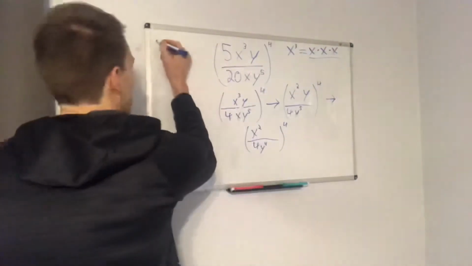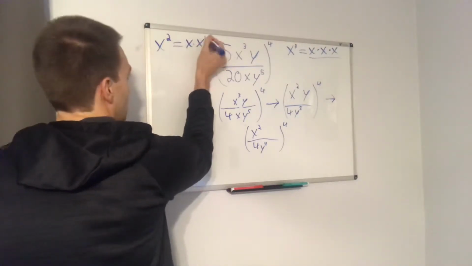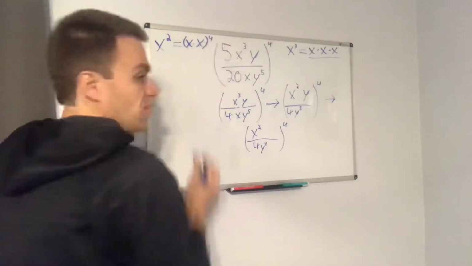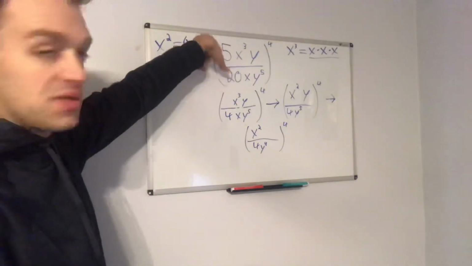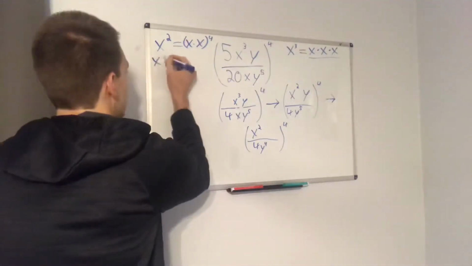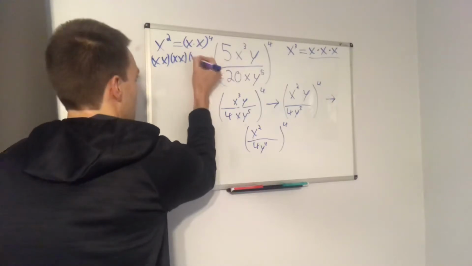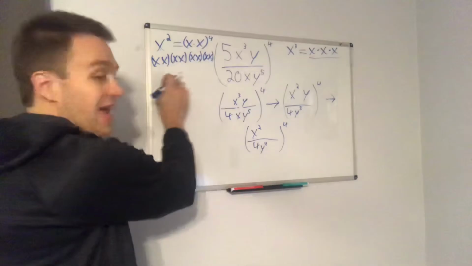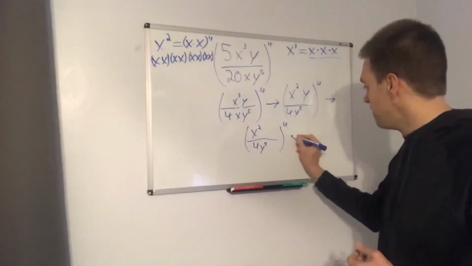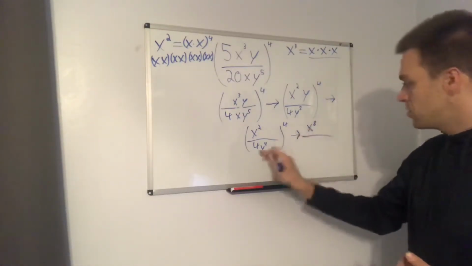Well, remember that x squared is 2 x's being multiplied together. So if we're raising that to the 4th power, that means we're going to have 2 x's 4 times. So that's going to give us xx, xx, xx, xx. So that means we have 8 x's in total, which is the same as x to the 8th power. So if we do that, we get x to the 8th, and we can do the same thing down here.